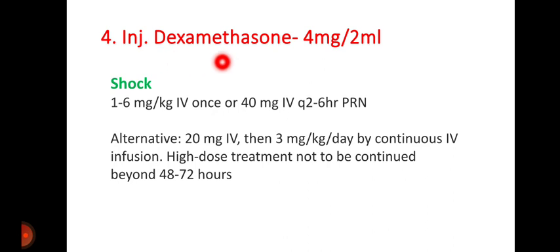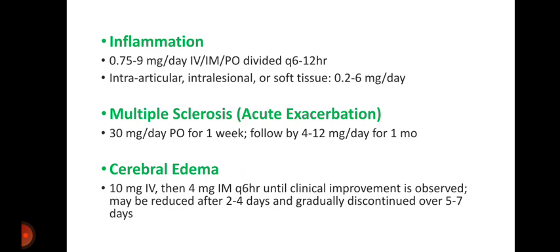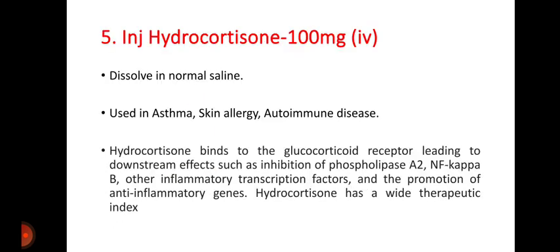Then injection dexamethasone, 4 mg per 2 ml dose, and it is used in shock, inflammation, multiple sclerosis or cerebral edema. Then injection hydrocortisone, the dose is 100 mg and it is given by IV route only, but it can be dissolved in normal saline, and it is used in asthma, skin allergy and autoimmune disease.